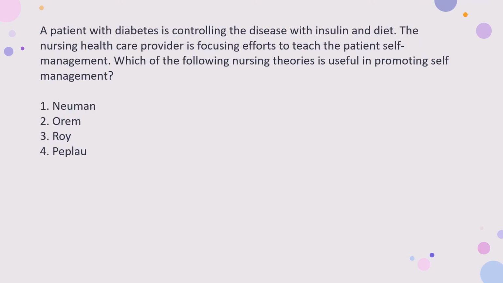A patient with diabetes is controlling the disease with insulin and diet. The nursing health care provider is focusing efforts to teach the patient self-management. Which of the following nursing theories is useful in promoting self-management? 1. Newman. 2. Orem. 3. Roy. 4. Peplau.